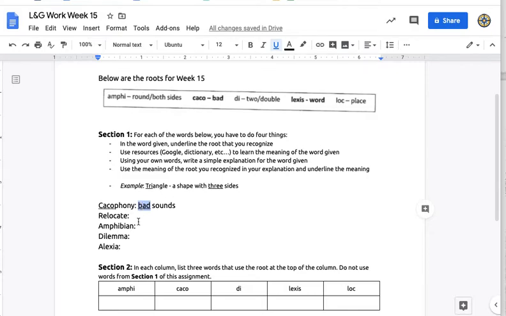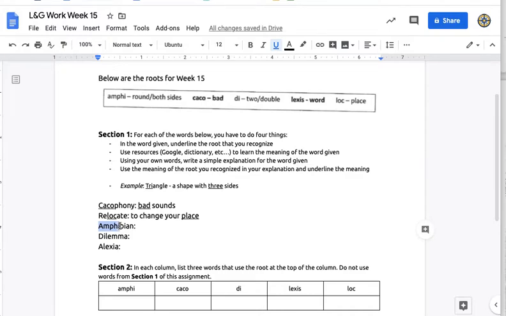Let's try relocate, okay? So here's the root that I recognize. Underline that. Now I know what relocate means, so I don't have to really look it up. It means place. Loc means place. So what does relocate mean? To change your place. I'm going to underline the meaning of the root that I recognize. So far, so good.